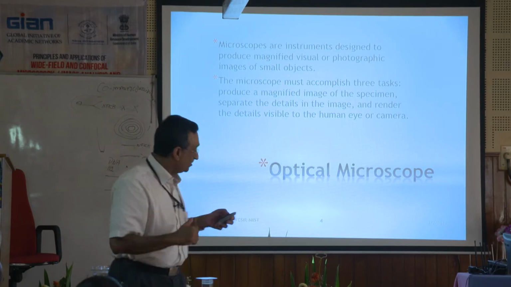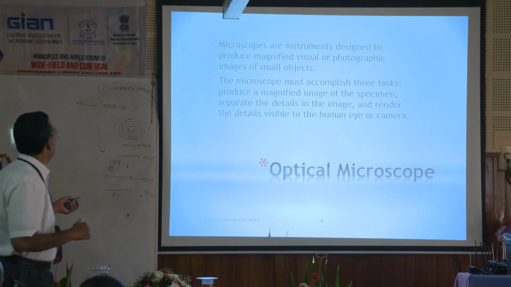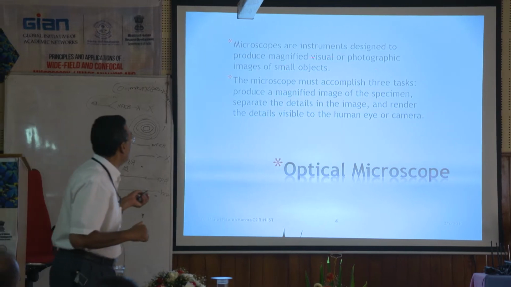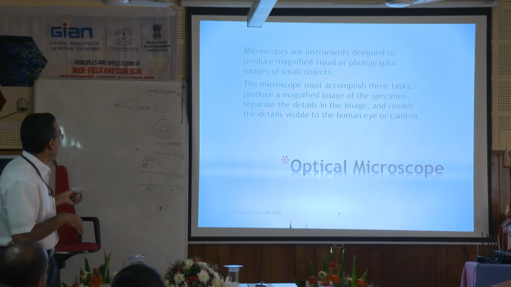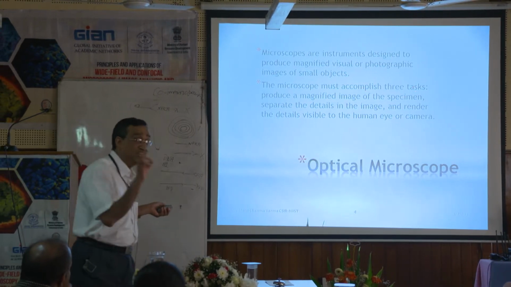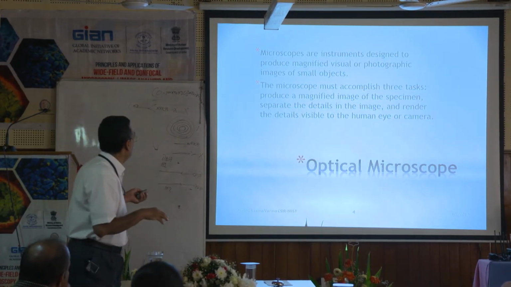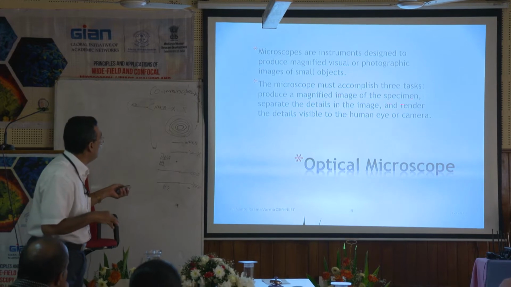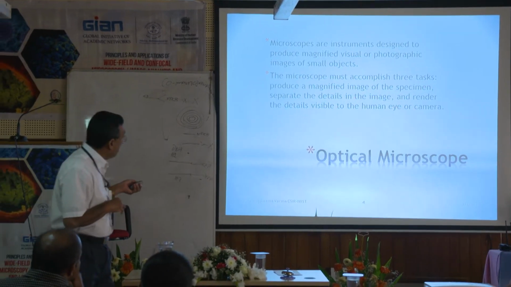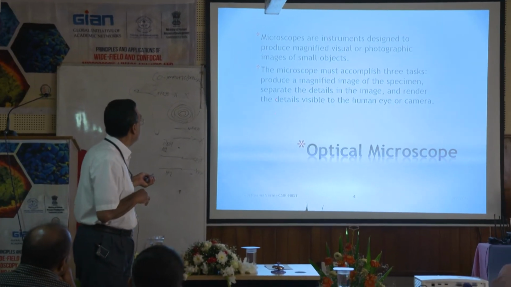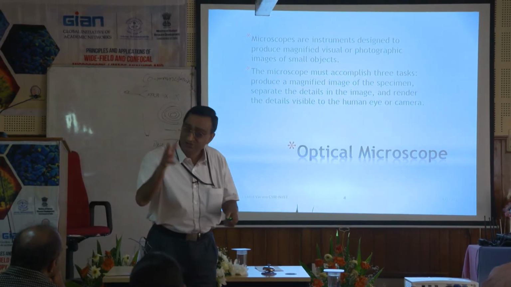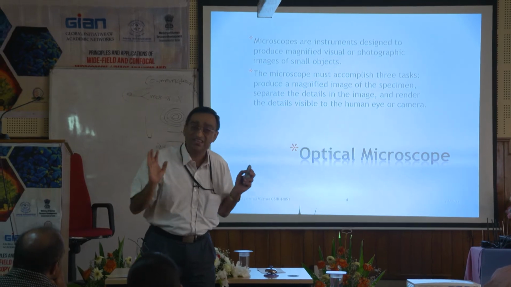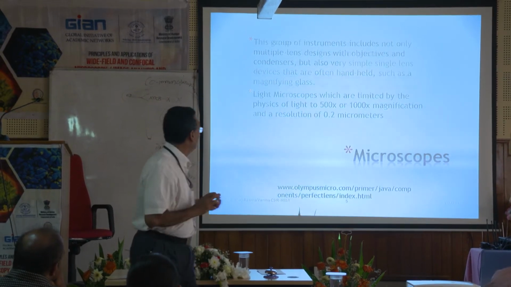Microscopes are instruments designed to produce magnified visual or photographic images of small objects, and a microscope must accomplish three tasks mainly. First, it forms a magnified image of the specimen, separates the details of the image, and renders the details visible to the human eye or a camera to make a photograph. These three are the main objectives of the microscope.